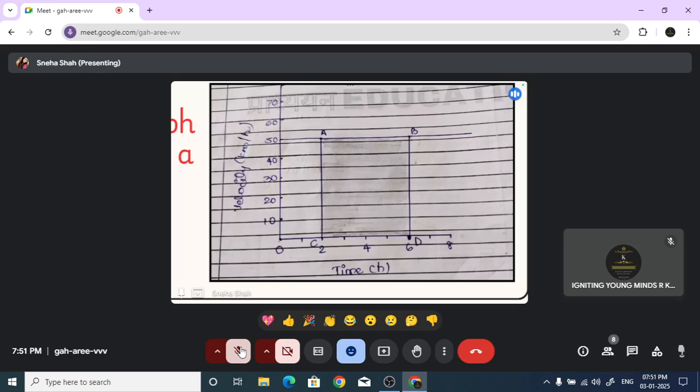How will you derive the distance covered by the object, given a velocity time graph? By multiplying velocity and time, ma'am. So, what is velocity here? Tell me from the graph. 50, ma'am, and time, 4 hours. Is it 6 or 4 hours? 4. Why? Because we have taken the time difference.